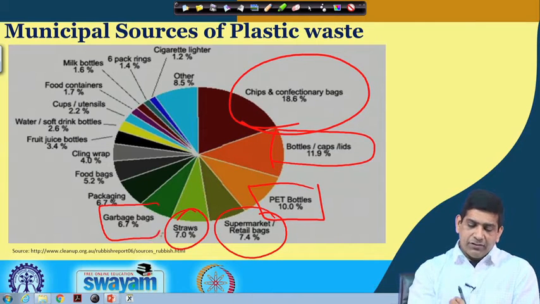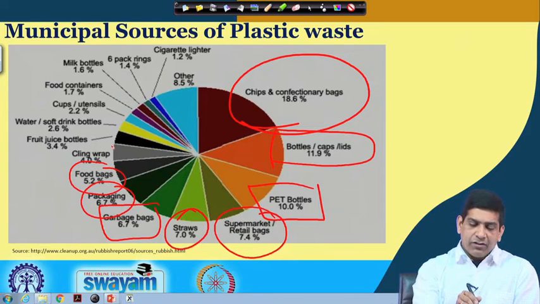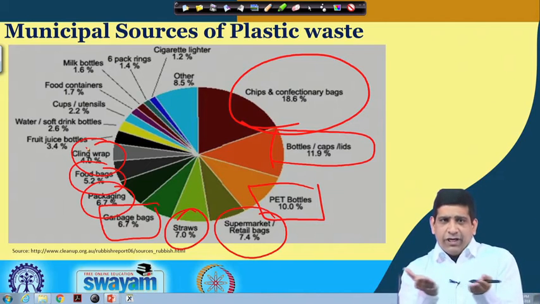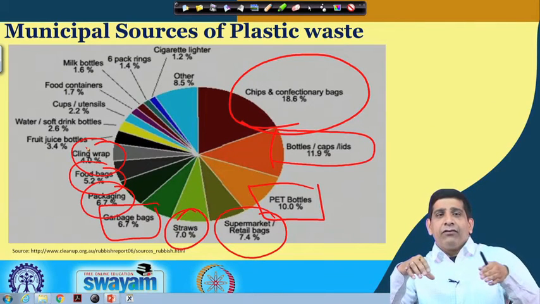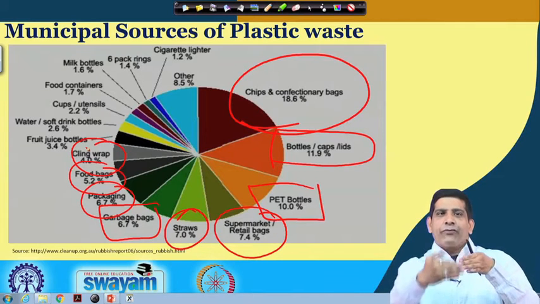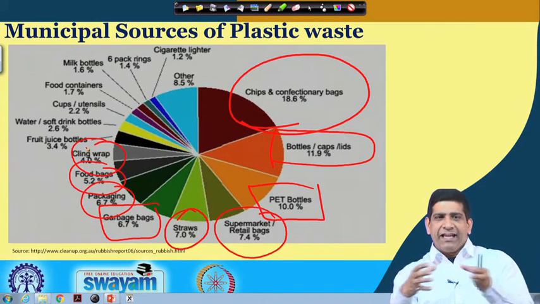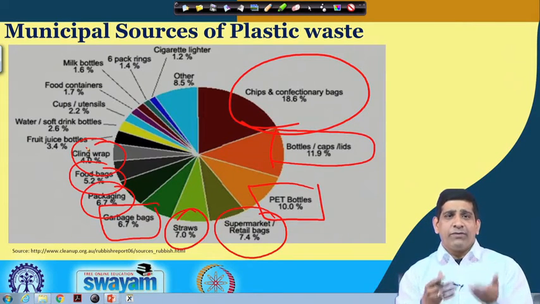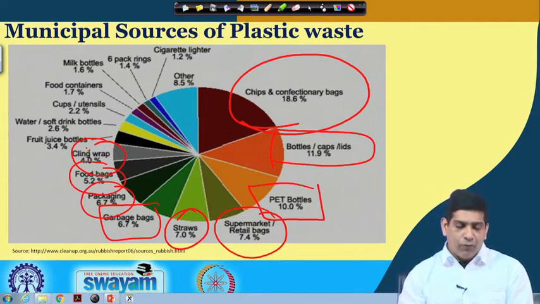Garbage bag 7%, packaging another 7%, food bag, cling wrap, which we use for wrapping. You go to a mall, Spencer's and other places, there will be a tray on which you have nice bhindi, okra or lady's finger, whatever you call it, and then you have a nice wrap on it. Similarly, you have some cake and there will be a wrap on it. That's your cling wrap, which people put to keep things fresh, and that's around 4%.